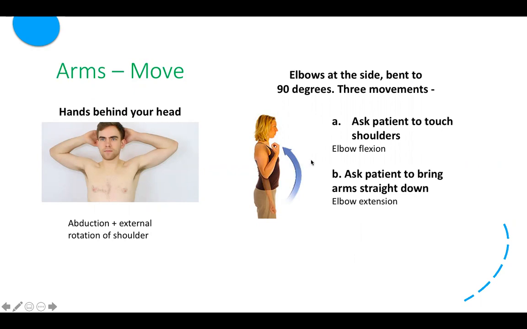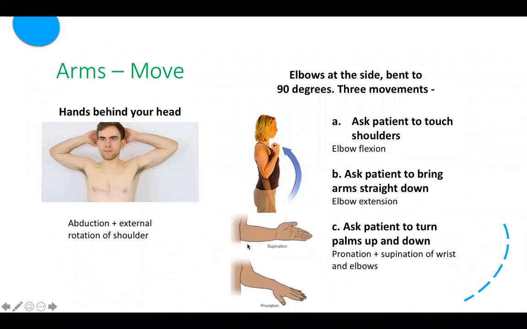And then that's 3 movements. The first movement is ask the patient to touch the shoulders. With that, you're testing elbow flexion. Then ask them to bring the arm straight down all the way here, and you're testing for elbow extension. And then the third one is, while they keep the elbows at 90 degrees, ask them to bring their palms up for supination and palms down for pronation.